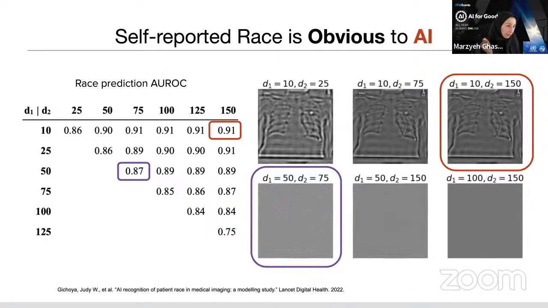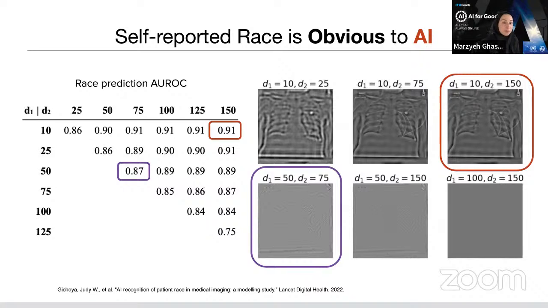Is that a problem by itself? No. Is it a problem that it is trivially obvious to AI what your self-reported race will be when often a radiologist doesn't have that information, so that potentially the doctor could be given bad advice for only the Black patients consistently, and they wouldn't know that? Yes. And it's a problem because we don't think about this in as robust a way right now.